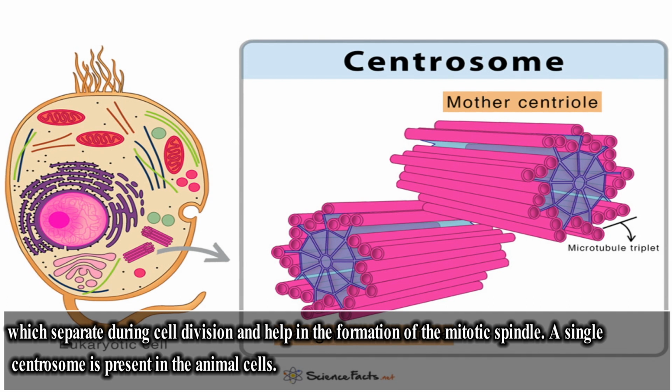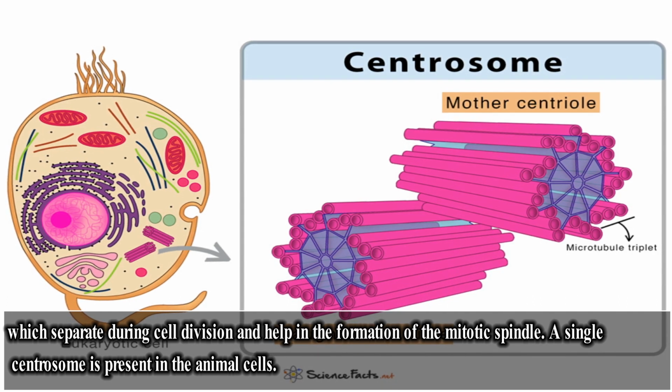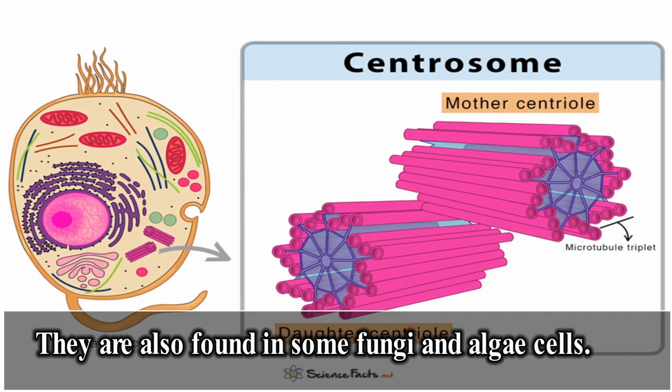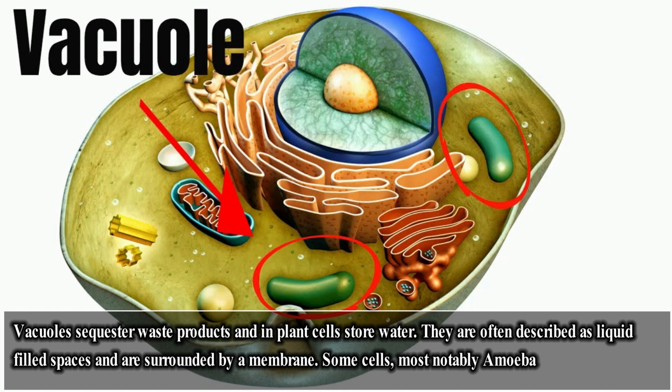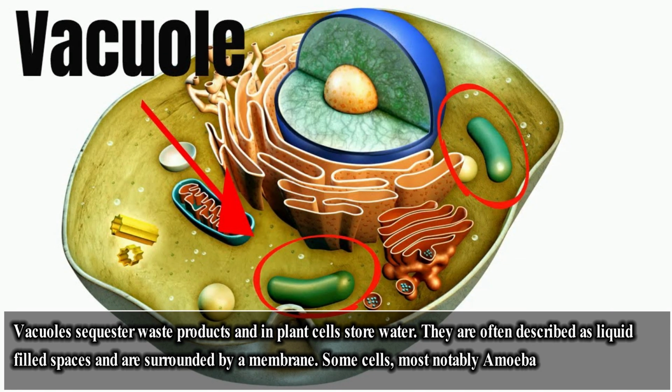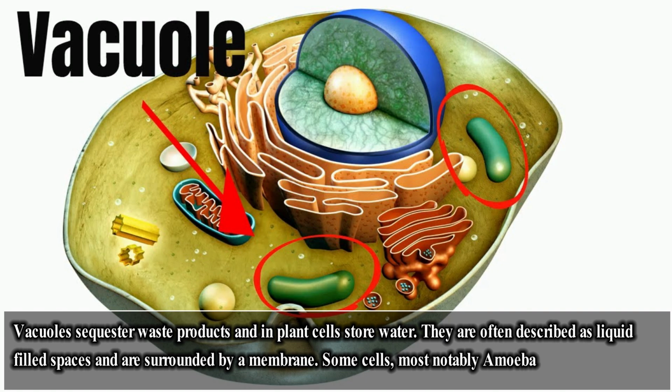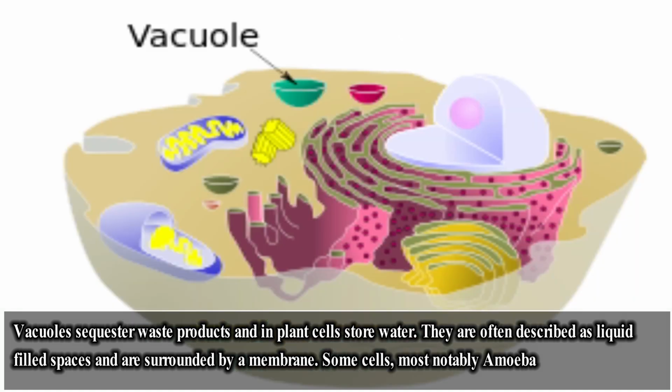A single centrosome is present in animal cells. They are also found in some fungi and algae. Vacuoles sequester waste products and in plant cells store water. They are often described as liquid-filled spaces and are surrounded by a membrane.